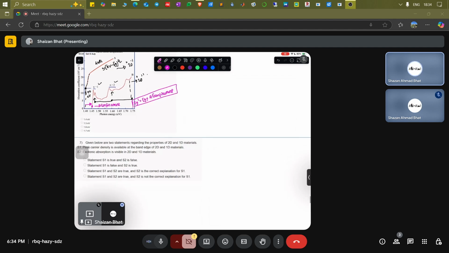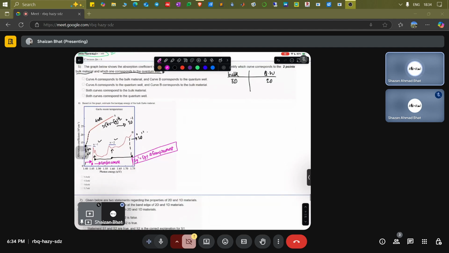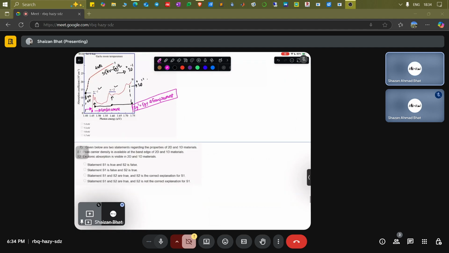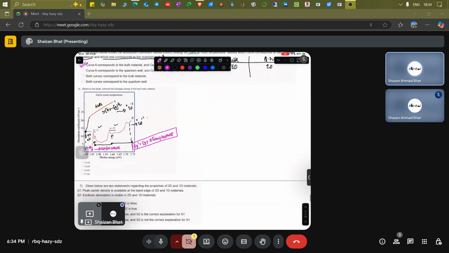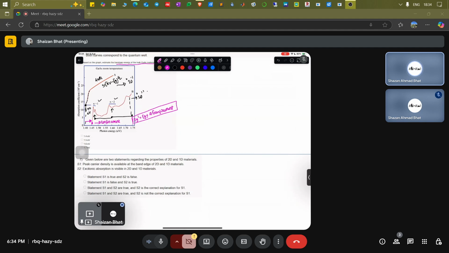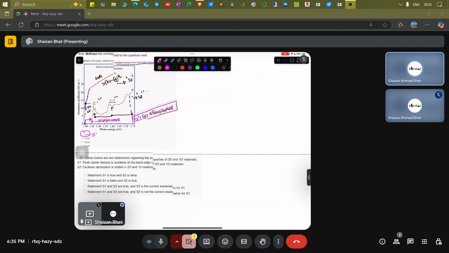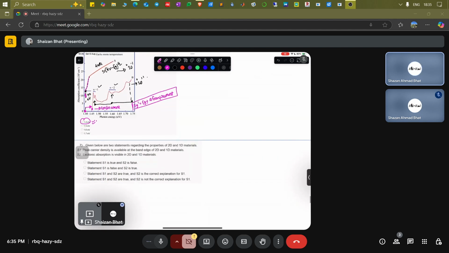So what we have to answer: curve A corresponds to bulk, curve B corresponds to quantum well. This is the answer. And we also have to estimate the band gap of gallium arsenide. I told you how to estimate the band gap: just extrapolate it, fit it with a straight line, and you get the band gap as 1.4 eV. As simple as that.